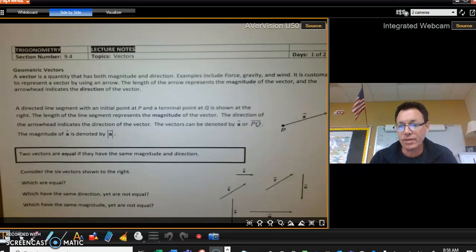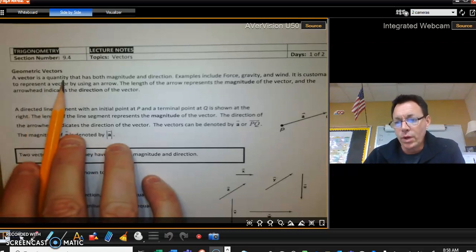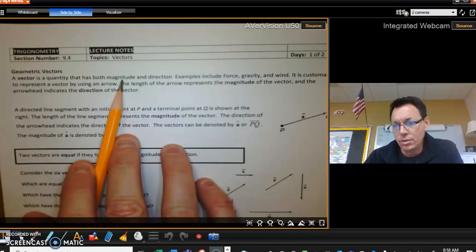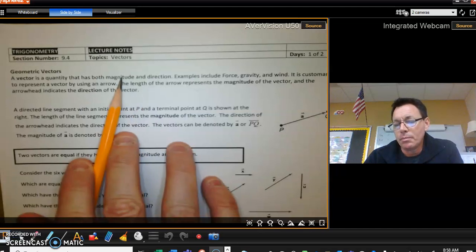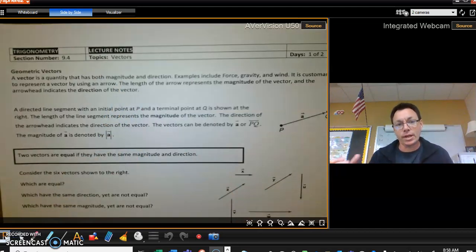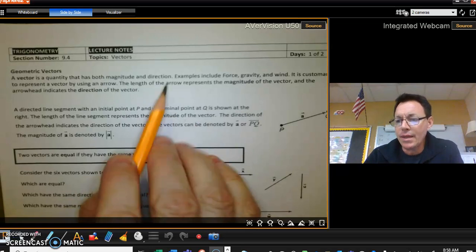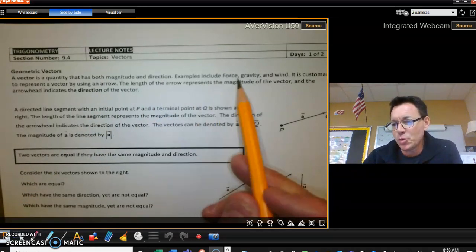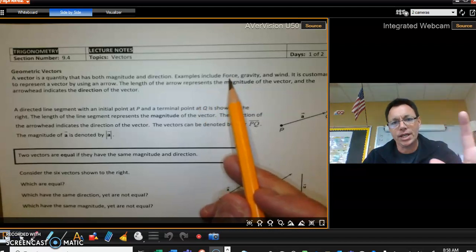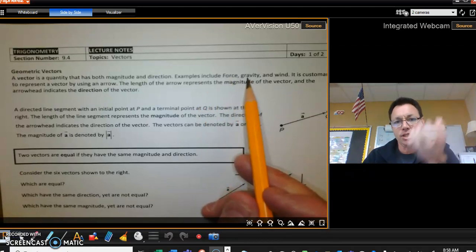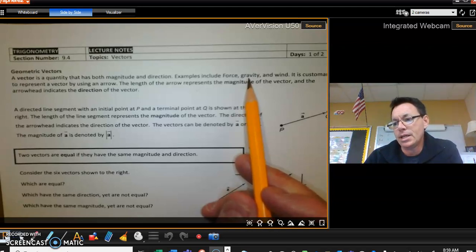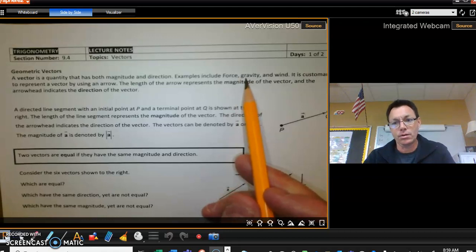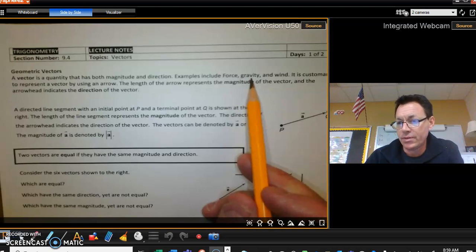So first off, what is a vector? A vector is a quantity that has both magnitude and direction. Magnitude means it has a certain amount of strength behind it, and direction means it's going in a certain direction. Examples would be force. You're pushing against something. Gravity is pulling you down, so there's a direction involved. The magnitude of gravity on Earth versus the Moon versus Mars is different.